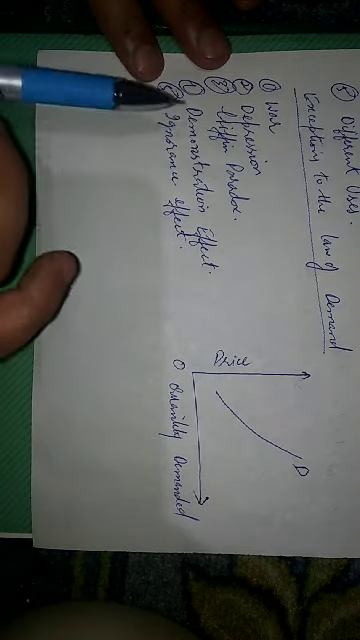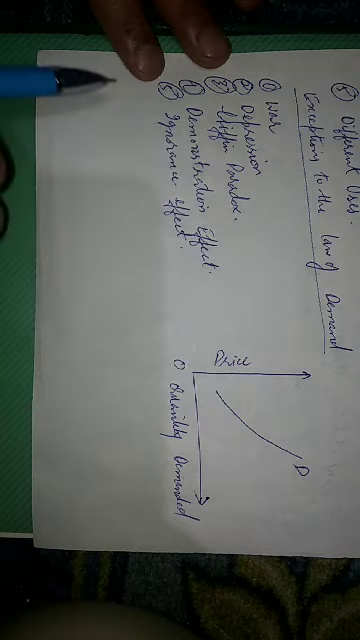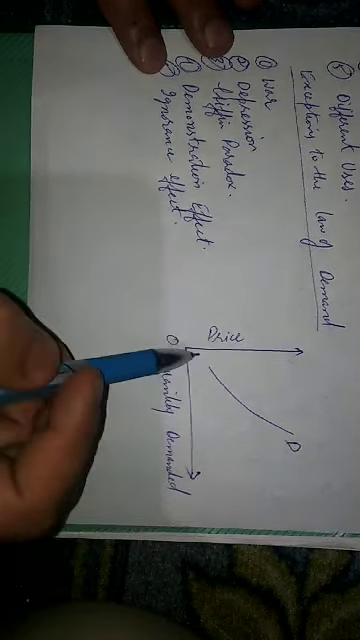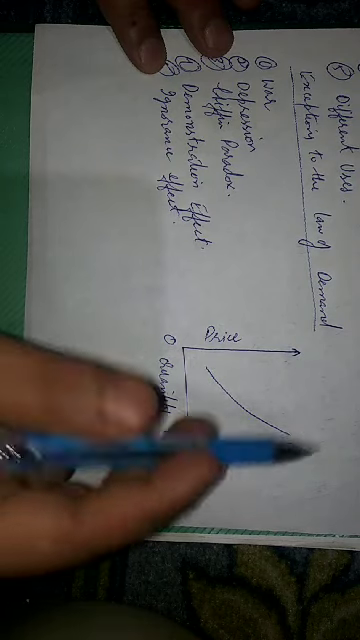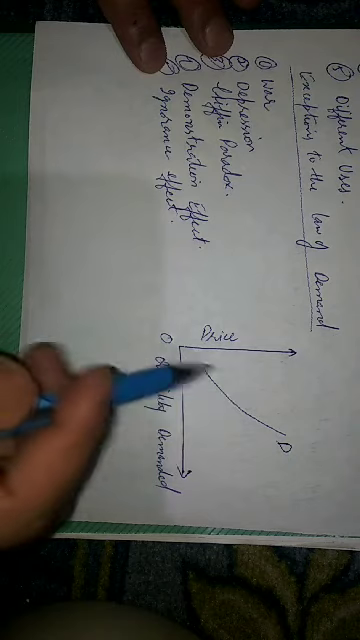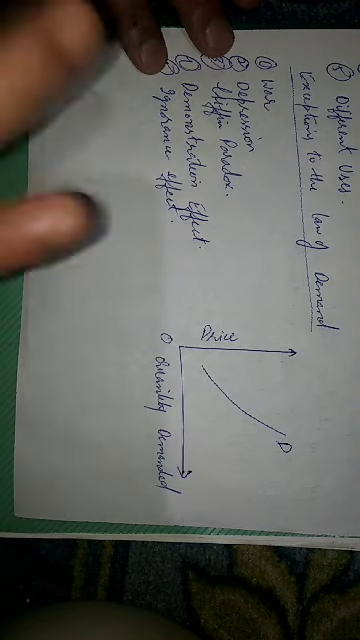In certain cases, the demand curve slopes up from left to right. That means it has a positive slope.